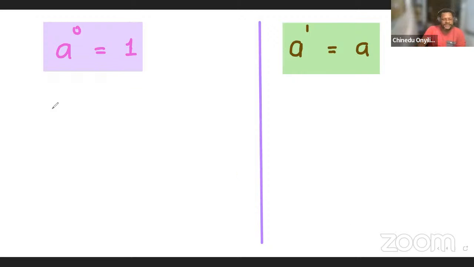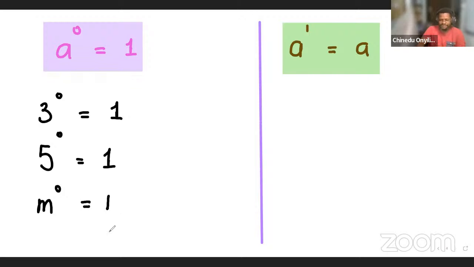Say you have here 3 to the power of 0. Now anything raised to the power of 0 will be 1. In the same sense, if you have 5 raised to the power of 0, that again is definitely going to be 1. Even if you have the letter m raised to the power of 0, again, that will be 1. But this one on the right is if you got, let's say, 3 to the power of 1. Now 3 to the power of 1 is the same thing as 3. And if you have 7 to the power of 1, this is the same thing as 7.